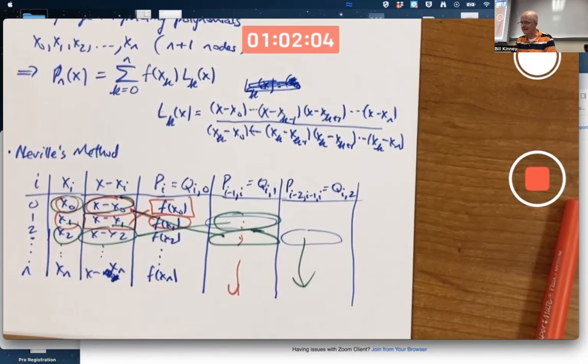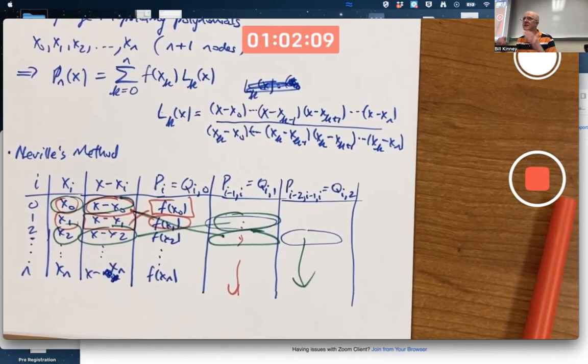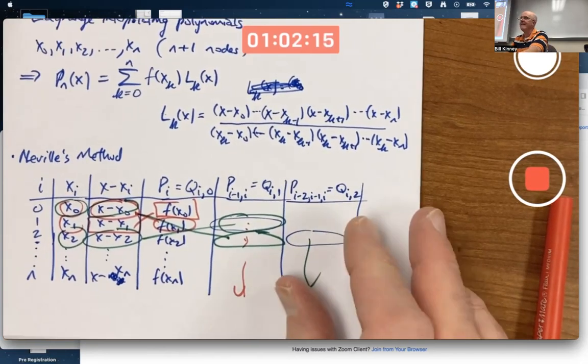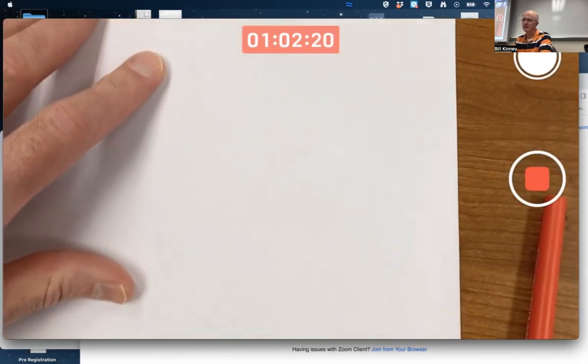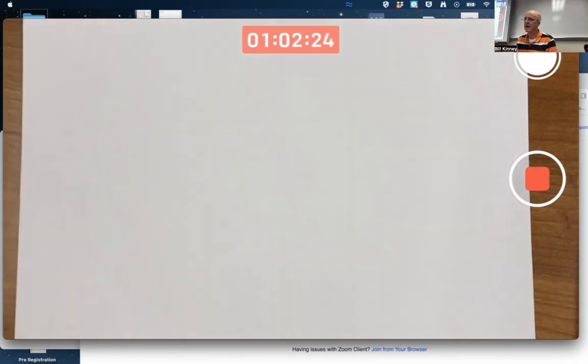Then ultimately, at the end, you get a number in the lower right corner. That's for the nth degree, and should be, though not guaranteed to be, the best approximation for f of x. So you're really using a bunch of Lagrange interpolating polynomials in a recursive way to hopefully get a best approximation in the end.